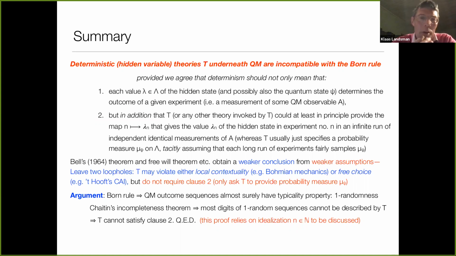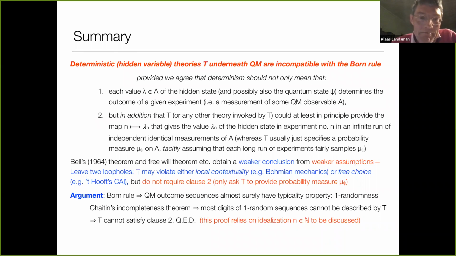Now the argument will be that the Born rule implies that quantum mechanical outcome sequences of experiments almost surely have a certain typicality property, which in logic is called one-randomness, and which is closely related to Kolmogorov randomness, which I will explain.